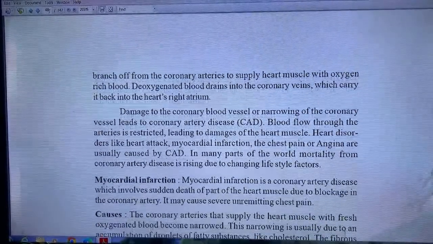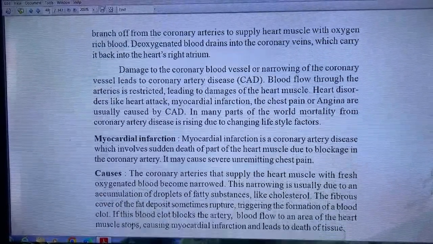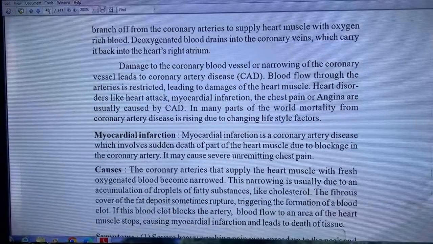They branch up from the coronary arteries to supply heart muscle with oxygen-rich blood. Deoxygenated blood drains into the coronary veins, which carry it back into the heart's right atrium.